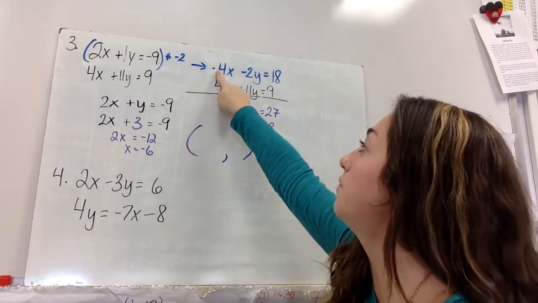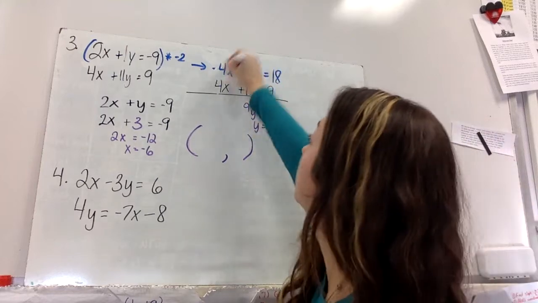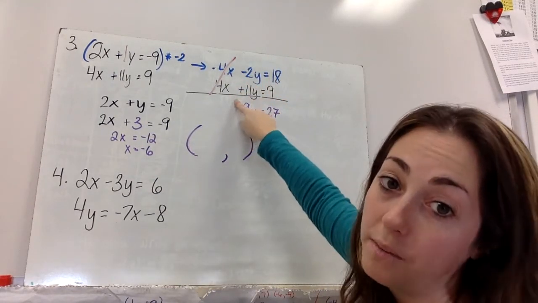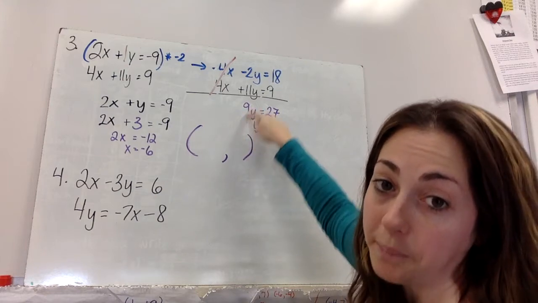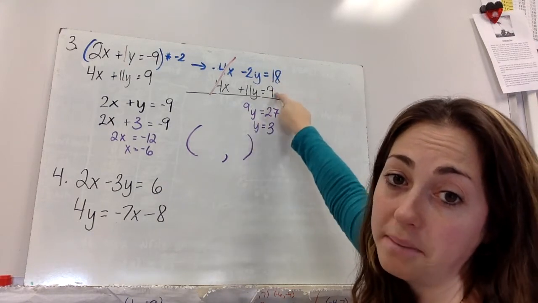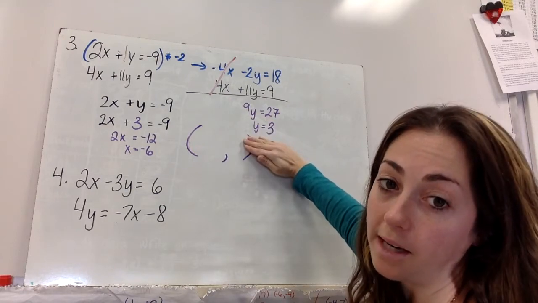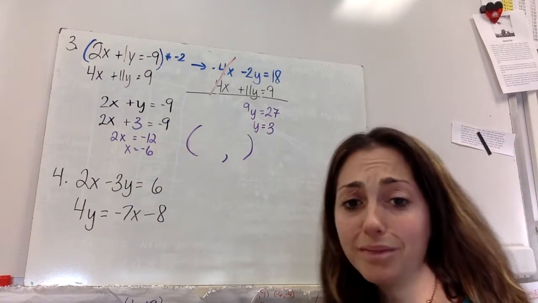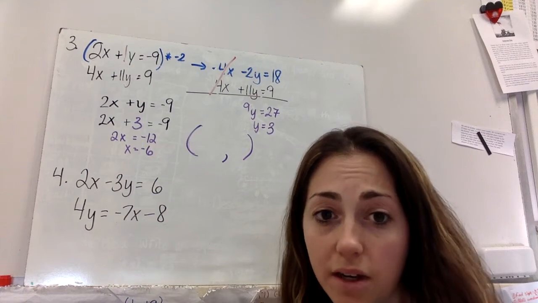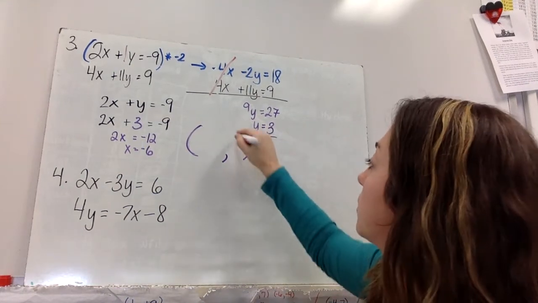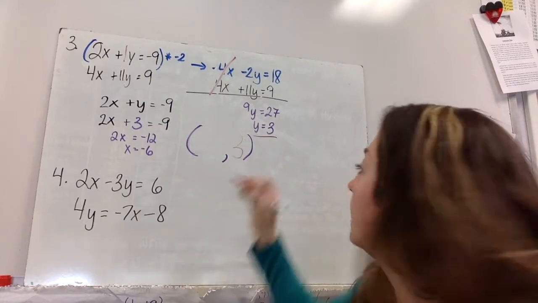So now I have -4x plus 4x. Gone. Ready to add. I have a -2y plus 11y. That's a positive 9y. Equals 18 plus 9, 27. Divide by 9, I get y equals 3. So then I need to finalize my answer, but I'm not done yet. All I know is that y equals 3. Remember, I still need my x value.